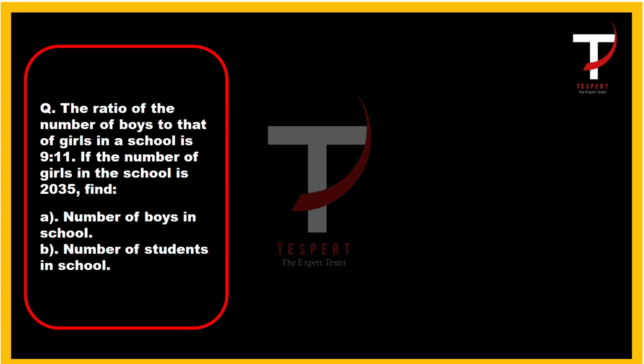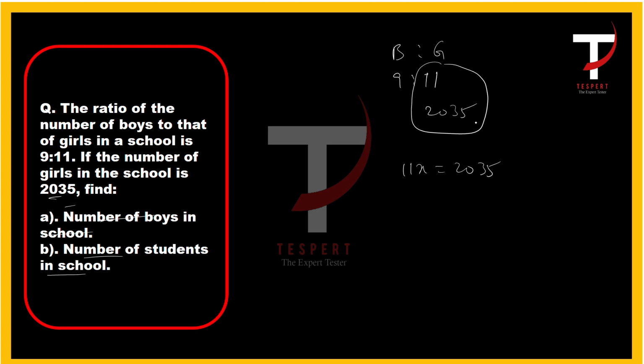The ratio of the number of boys to the number of girls in a school is 9:7. If the number of girls in the school is 2035, find the number of boys in the school and the number of students in the school. So we have boys and girls ratio as 9:11, and we have the number of girls as 2035. So 11x is equal to 2035, because these are the number of girls.